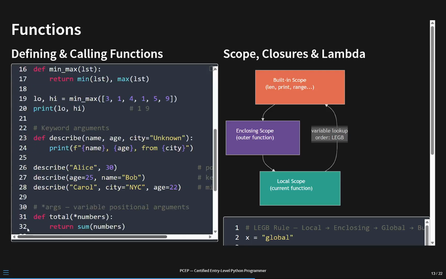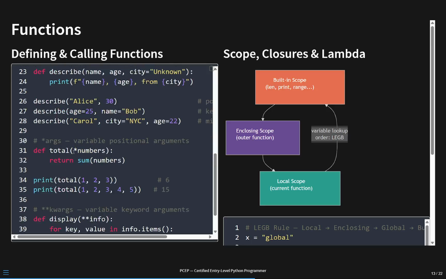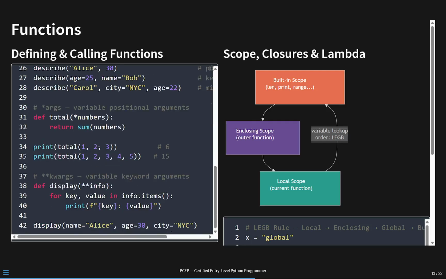*args collects any number of positional arguments into a tuple. **kwargs collects any number of keyword arguments into a dictionary. These let you write functions that accept a variable number of inputs.